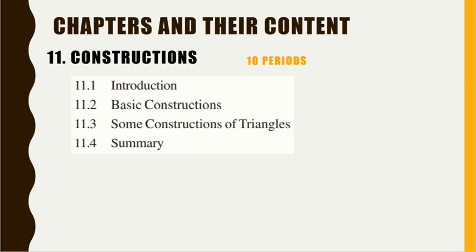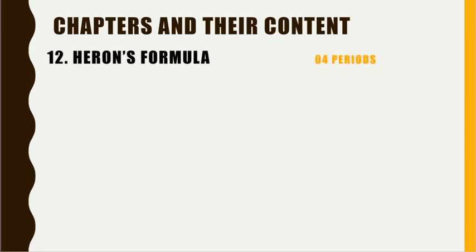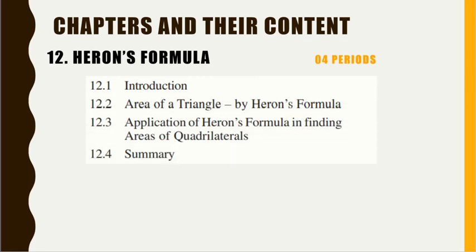Moving on to chapter number 12, you have got chapter number 12 called Heron's formula, which is supposed to be taught in 4 regular periods of 40 minutes each. And here the subtopics in this chapter are: introduction, area of a triangle by Heron's formula, applications of Heron's formula in finding areas of quadrilaterals.